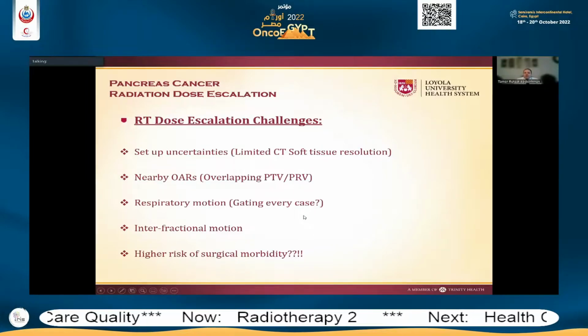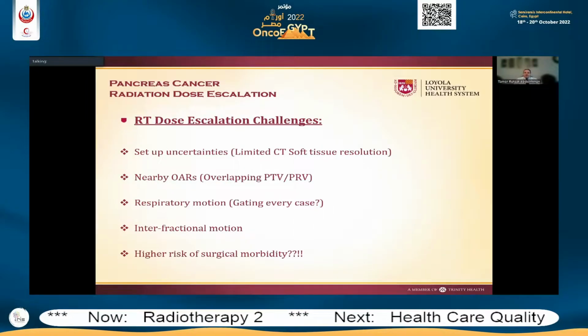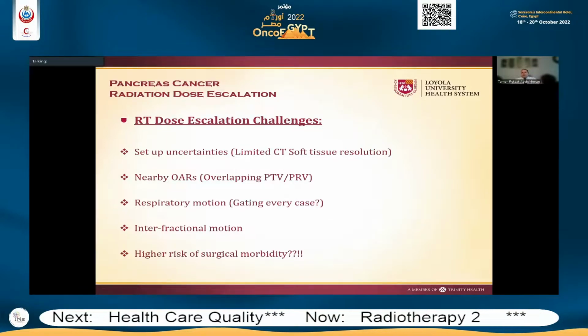So what are the challenges for dose escalation in pancreas cancer, especially since MRI-guided technology is not widespread everywhere? Set of uncertainties, nearby organs at risk, respiratory motion, interfractional motion, and the higher risk of surgical morbidity if you do that in the preoperative setting.